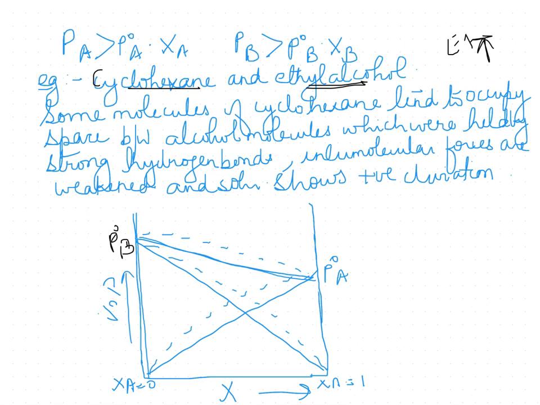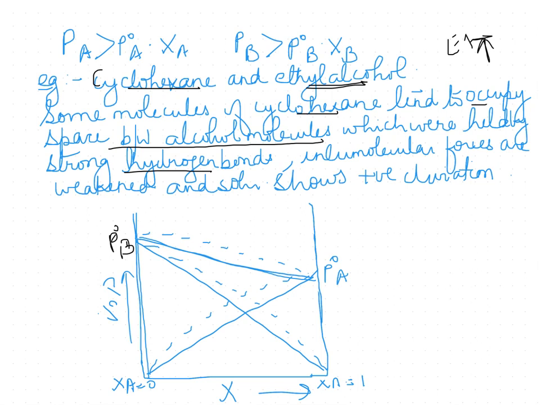Because in ethyl alcohol, there is an oxygen atom as well as a hydrogen atom, the ethyl alcohol molecules are held very strongly. Now, when we mix them together, some molecules of cyclohexane tend to occupy the space between the alcohol molecules, which were held by strong hydrogen bonds. The intermolecular forces are weakened and the solution shows positive deviation.